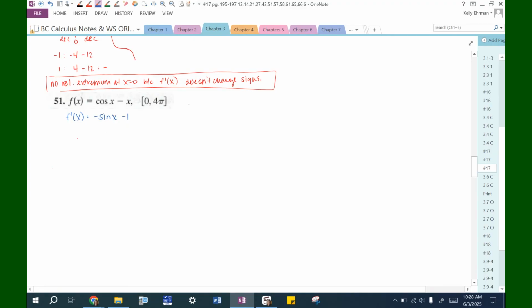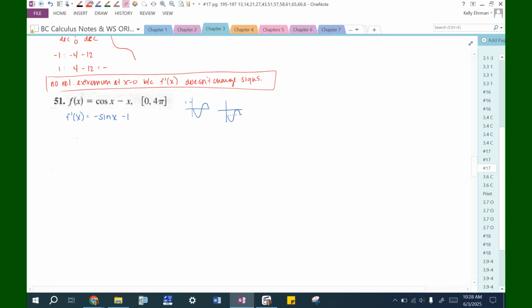the negative sine graph looks like this. Remember, the highest it reaches is 1, and then this is shifting it down 1. So now it's like the midline is negative 1. It goes like this. So f prime is always negative. Whatever. Let's just go ahead.